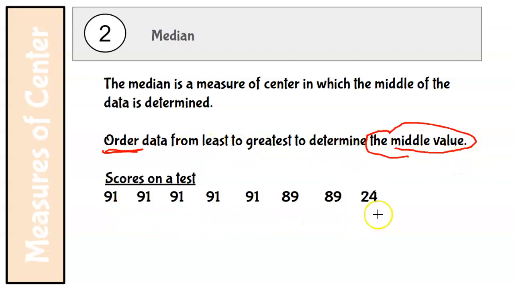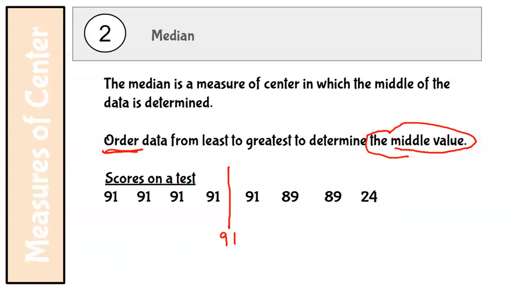So these are already in order from greatest to least. And what is the middle value? So we have 1, 2, 3, 4, 5, 6, 7, 8 scores. So here would be the middle, 4 higher and 4 lower. So normally you would just take the average of these two to find the median number. So you would add them together and divide by 2, but they're the same. So the median score is 91. Does that give us more information? Is that more representative of the data that we have? Yeah, for sure. Because most students did score 91, a couple scored 89, and then we had an outlier.